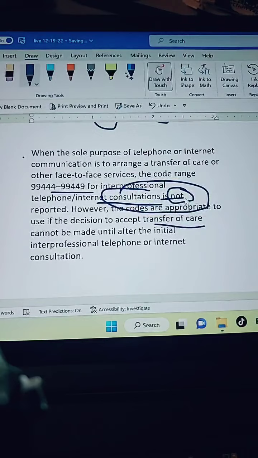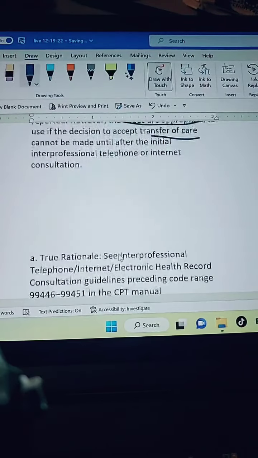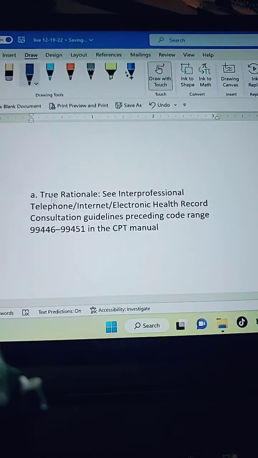All right, that is true, because we are not going to bill that as a consult. Wait till the patient actually comes in, gets seen by that doctor, and that doctor actually really does accept the patient and take over care.